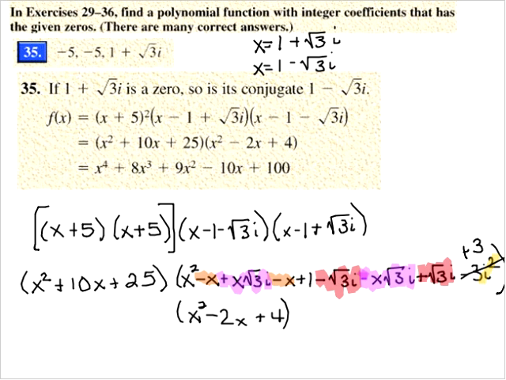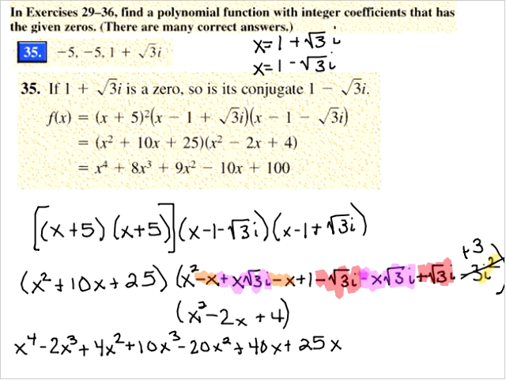And then I have to FOIL and distribute again. So that gives me x to the 4th minus 2x cubed plus 4x squared plus 10x cubed minus 20x squared plus 40x plus 25x squared minus 50x plus 100.